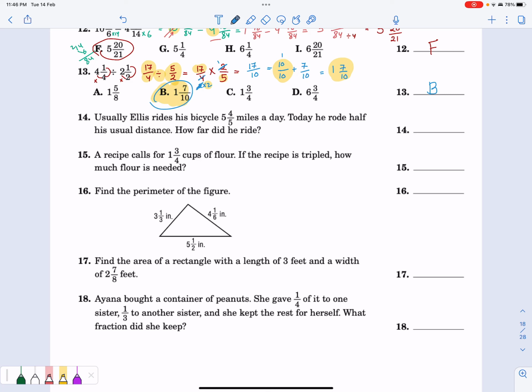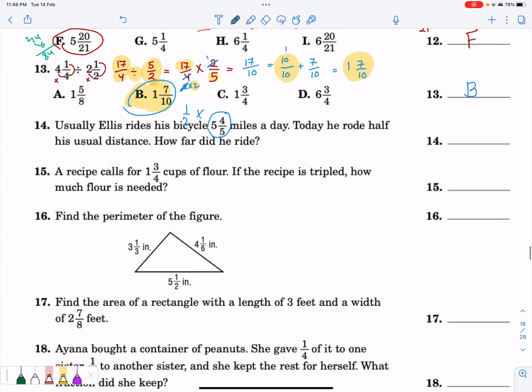Okay, so let's continue. Question 14 says, usually Ellis rides his bicycle 5 and 4 over 5 miles a day. Today he rode half his usual distance. How far did he ride? So half of the usual distance means that this distance is multiplied by a half, which is 1 over 2. So we just want to multiply fractions.